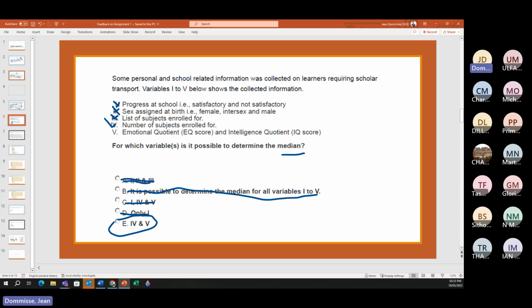And then emotional quotient or IQ, so EQ or IQ scores, that is a number. So for EQ and IQ, because it is a score, again, you can determine the median. So when something is a number, you can determine the median. If it is a qualitative variable, you can't determine a median for that.